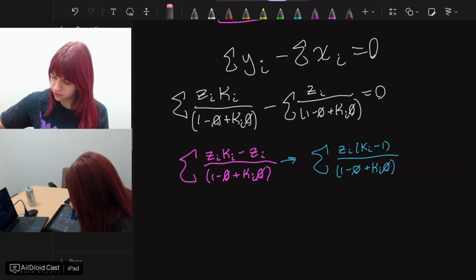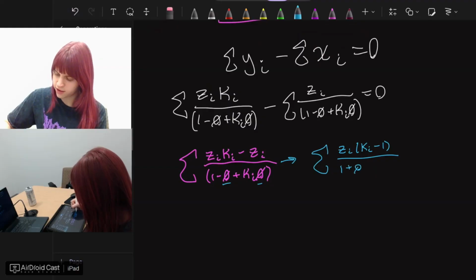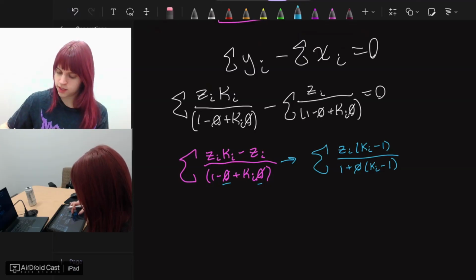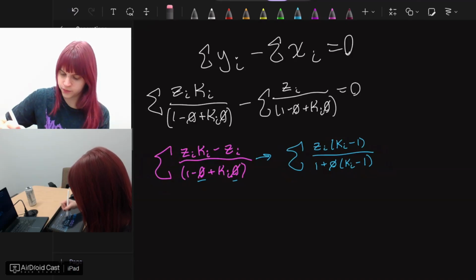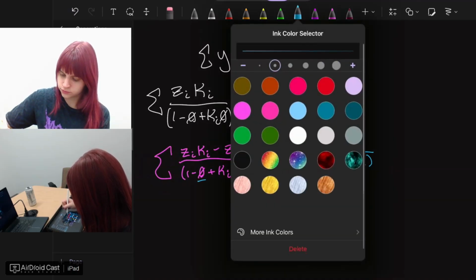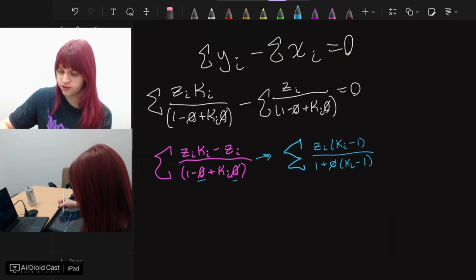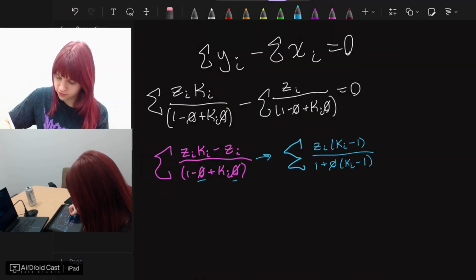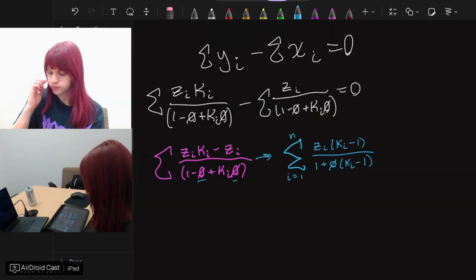Let me actually simplify this a little bit more. We have 2 phi's, so I'm going to take that out, do 1 plus phi times ki minus 1. And this summation, like all the other summations, I just didn't specify. I'm terrible at writing summations, they just look horrible, that's okay. These all go from i equals 1 till n.